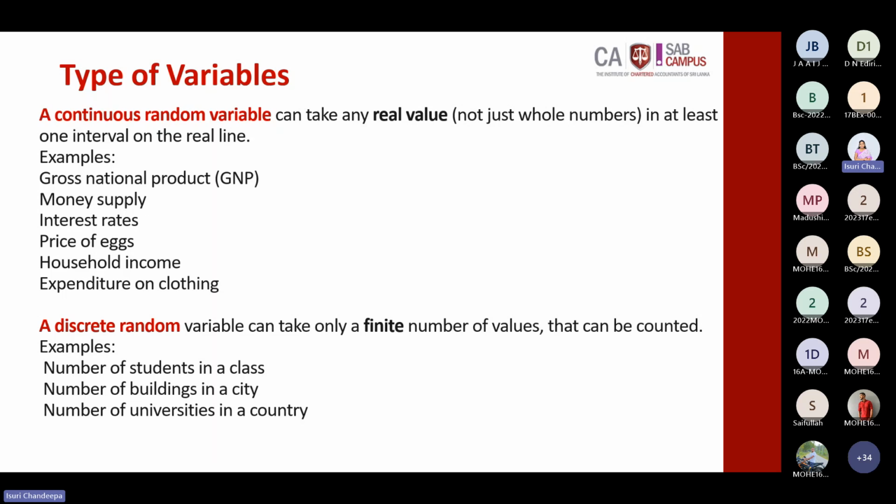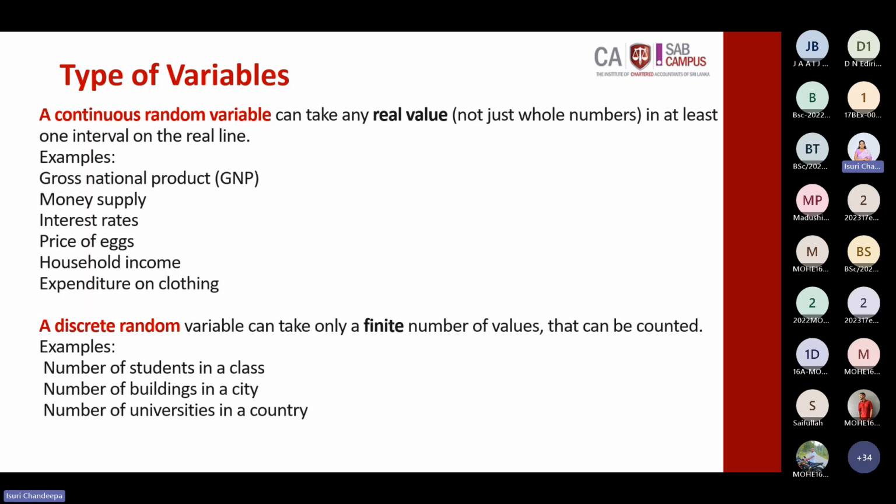We don't have 0.5 students in class. It is 1, 0. So then, the number of buildings in a city. If we are going to identify the number of buildings in a city, can we identify 0.75 buildings? No. So there may be 1, 2, 3, 4, 10 or 1000, likewise.